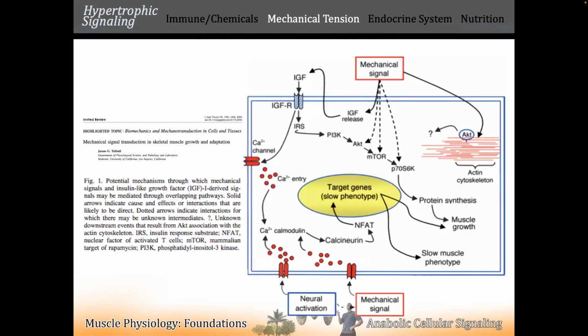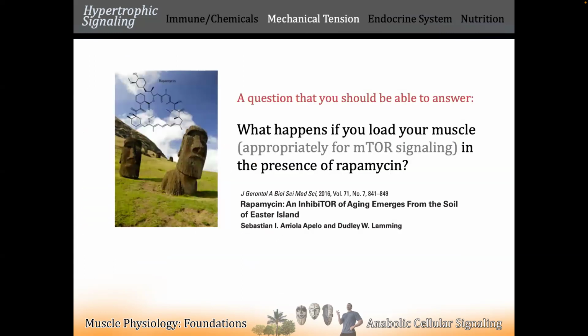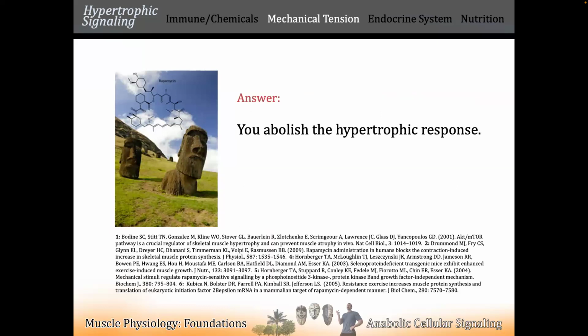And here's a big picture look at mechanical loading. It triggers a lot of stuff, IGF dependent and IGF independent pathways are all activated. So one question you should be able to answer by now, if you knock out mTOR with rapamycin and you load muscle mechanically, what happens? Do you grow in that situation? No, you don't, right? Even mechanical loading, just the mightiest, most comprehensive of the inputs for mTOR, is sensitive to rapamycin.